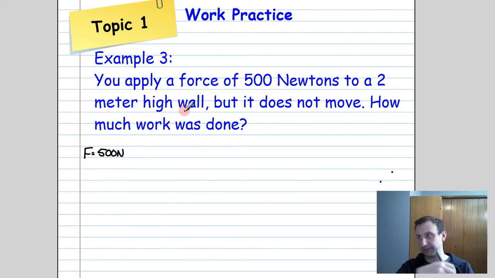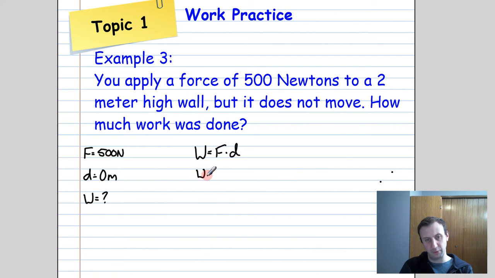This is where you've got to be careful. That's not a distance, that's the height of the wall. The fact is the wall did not move. It says here, did not move. So the distance that the wall traveled is 0 meters. And I want to find work. So work is equal to force times distance. So work is equal to 500 newtons multiplied by 0 meters. Well, anything multiplied by 0 is 0. So the answer is 0 joules.